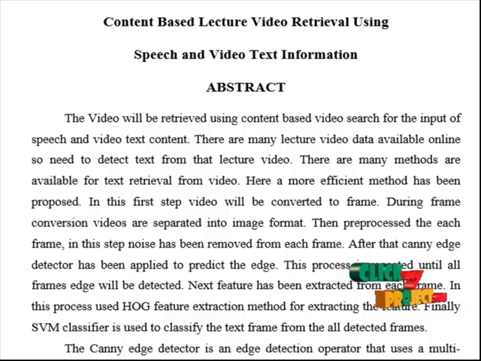In the first step, the video will be converted to frames. During frame conversion, videos are separated into image format. Then each frame is pre-processed. In this step, noise is removed from each frame. After that, the Canny edge detector is applied to predict the edges. This process is repeated until the edges of all frames are detected.